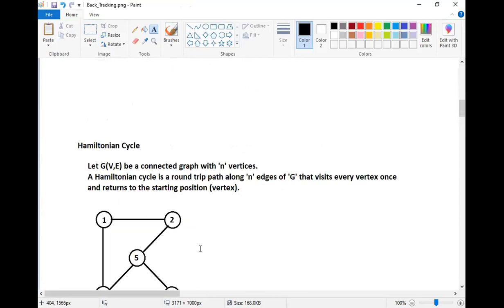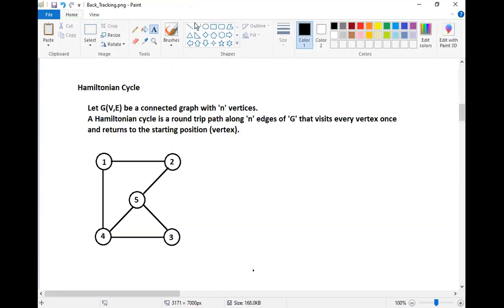The first problem related to that is called the Hamiltonian cycle. Okay. Now, read that statement. I think you will be able to understand it. Let G(V, E) be a connected graph with n vertices. That means a graph is given with a certain number of vertices and edges. The total number of vertices in that graph is denoted as n. Then a Hamiltonian cycle is a round trip path along n edges of G that visits every vertex once.